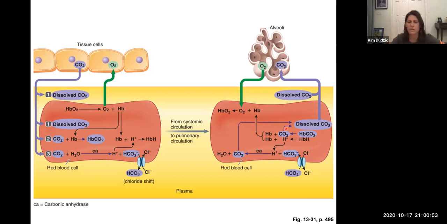Okay, and then also because of the partial pressure gradient, there's a higher affinity for hemoglobin to oxygen, so it will release any of the CO2 and it will dissolve out, right? And then it starts all over again when we get to the tissues.